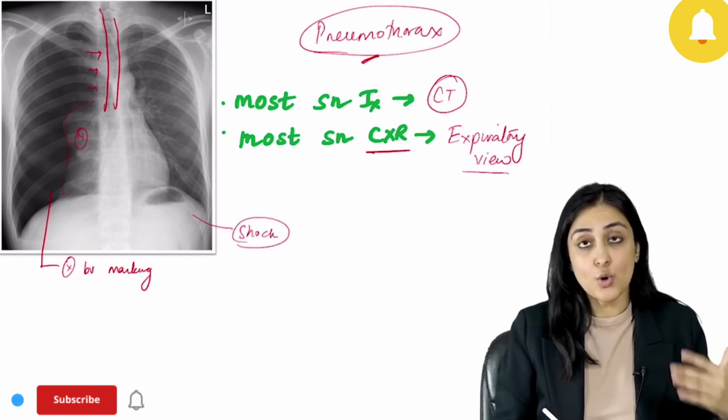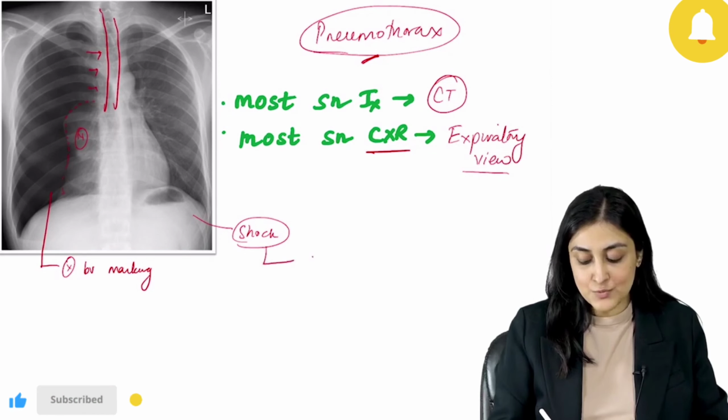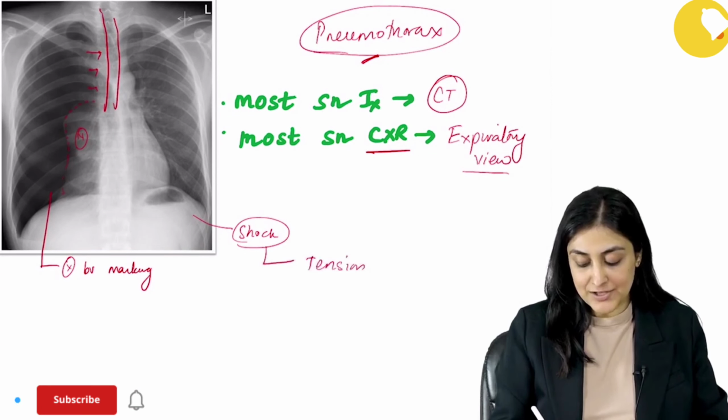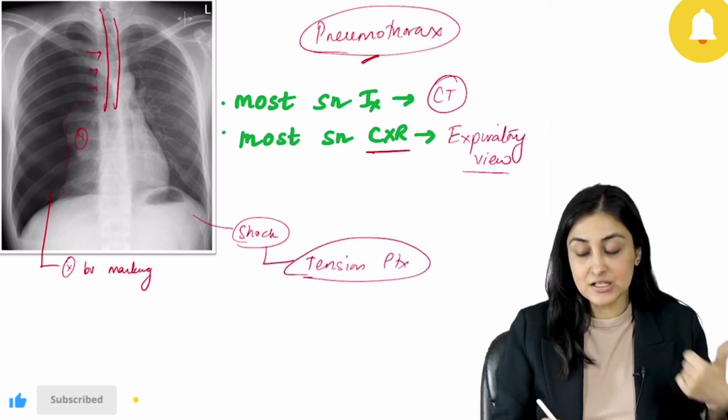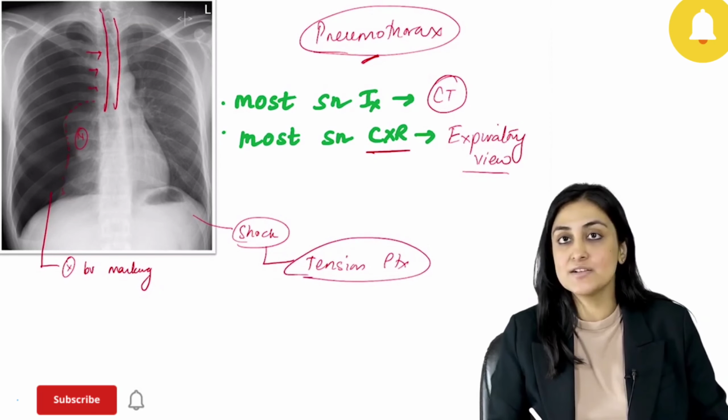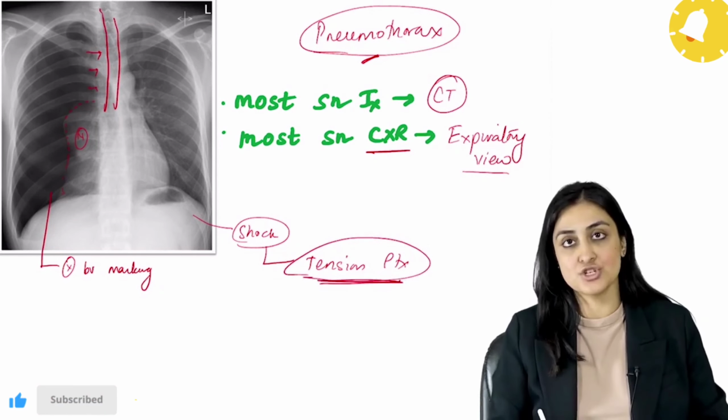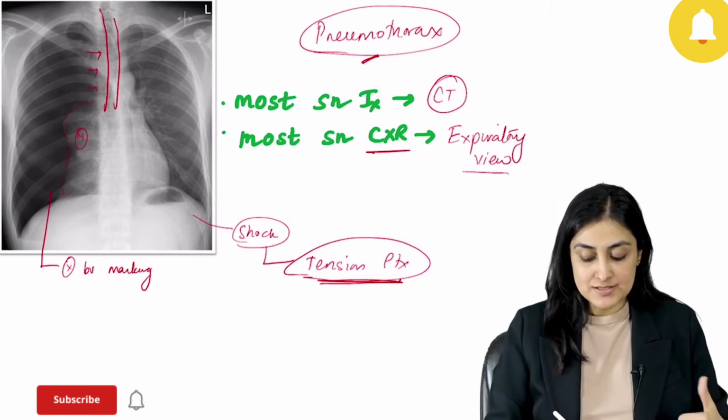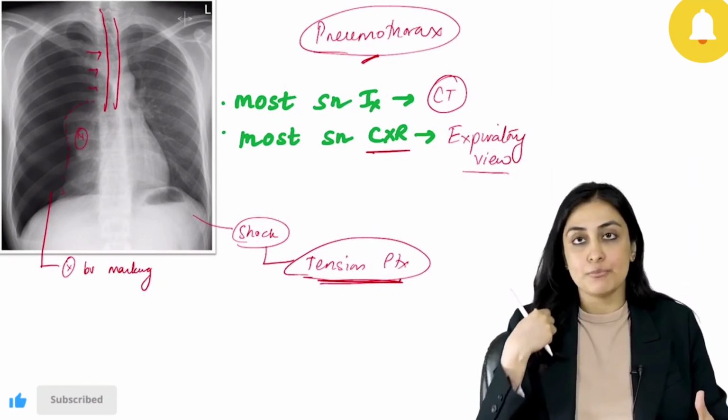So when the patient is in an obstructive shock, that is when we call it tension pneumothorax. So remember, tension pneumothorax is a clinical diagnosis based on the vitals of the patient and not a radiological diagnosis. Okay, so this is how tension pneumothorax will present.